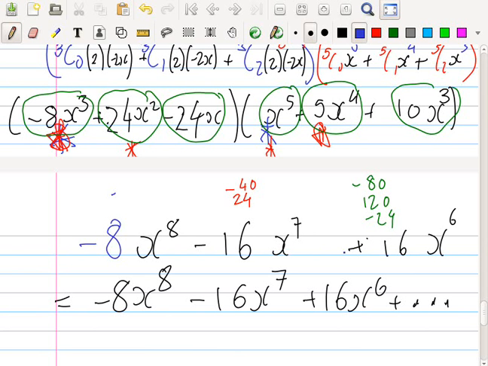Can you add 3 coefficients to make x8? No, there's only one way I can make x8. Okay.